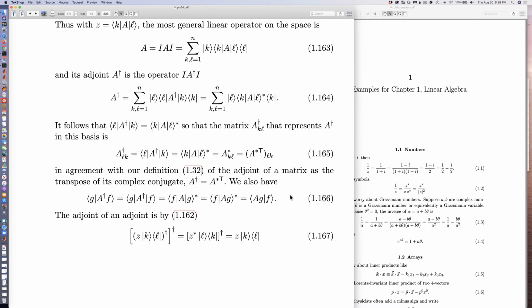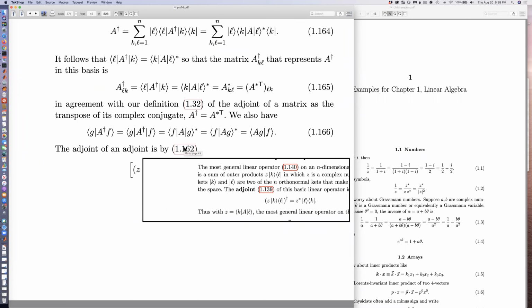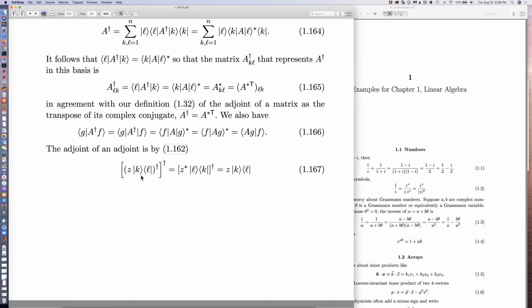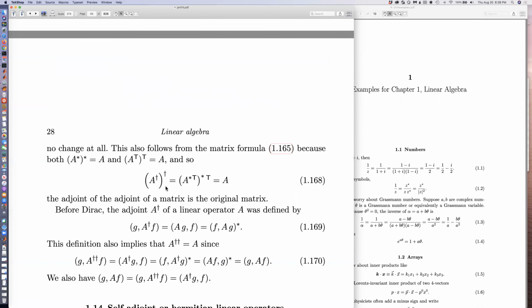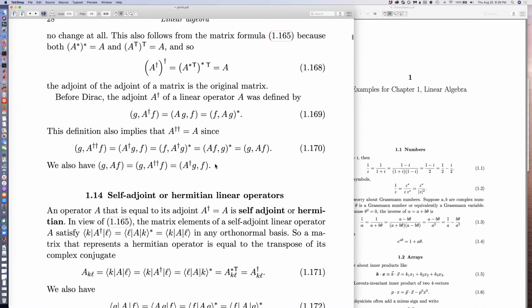The adjoint of an adjoint is, by a prior equation we already learned, first the adjoint of that is Z star LK, and then adjointing it again, we get back to ZKL. So if you take A adjoint, adjoint, you get A back. We can see that in terms of matrices, because double transposition has no effect, and double complex conjugation has no effect. Before Dirac, things were very sad.